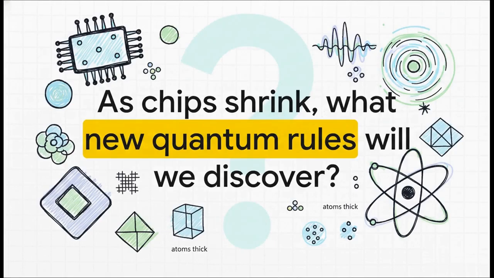And all of this leaves us with one last big thought. We've peeled back one layer of quantum weirdness to understand today's tech, but as we keep pushing the limits, building devices that are only a handful of atoms wide, the question is, what even stranger quantum rules are we about to discover next?